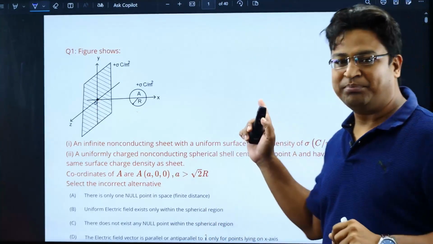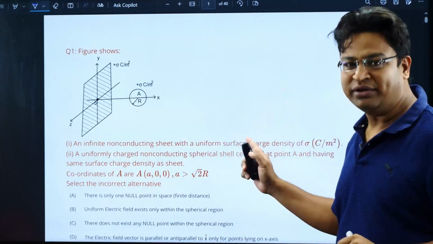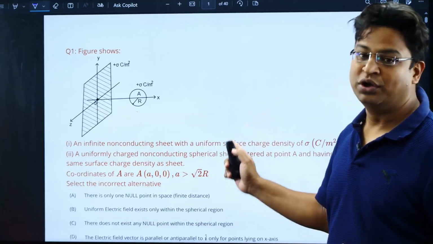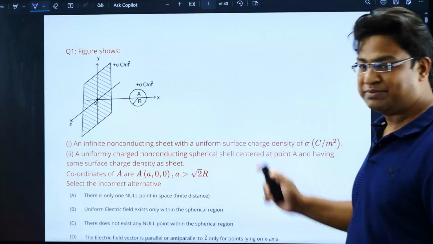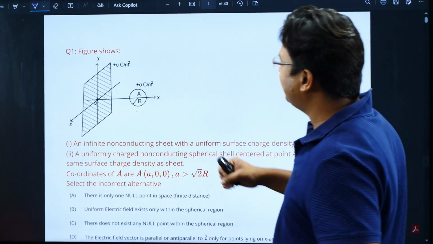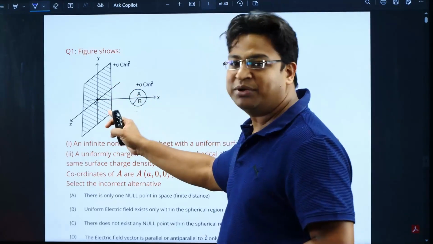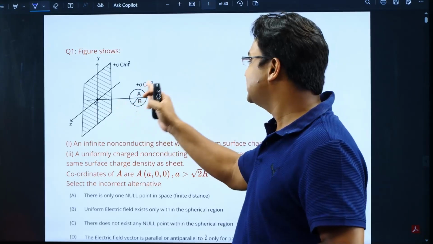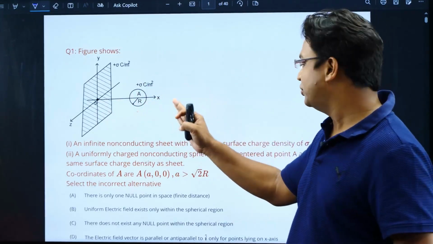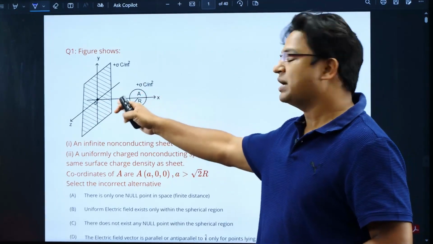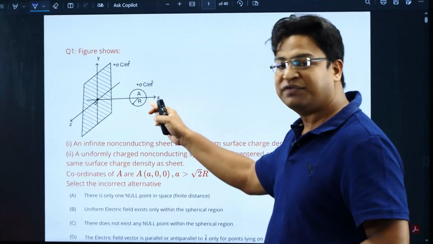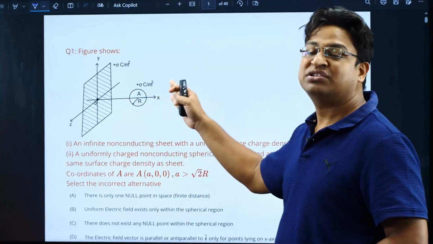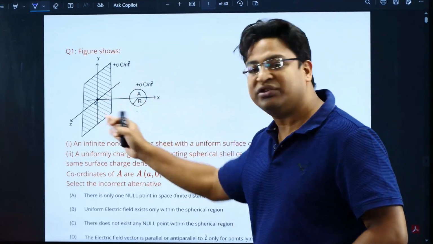So this is Eklavya Entrance Test-1 that happened on September 22, 2024, and let's begin. So this was the first question. There is a uniformly charged sheet which has charge density of sigma coulomb per meter square, and then there is a uniformly charged non-conducting sphere which is kept in front of the sheet. The radius of the sphere is r and it has the same surface charge density as present on the sheet.